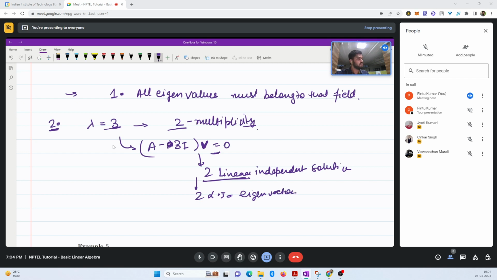Then your matrix would be diagonalizable. This is what I'm saying. Is this much clear? Then I'll get to what they have written. Okay. Now let's see what they have written.